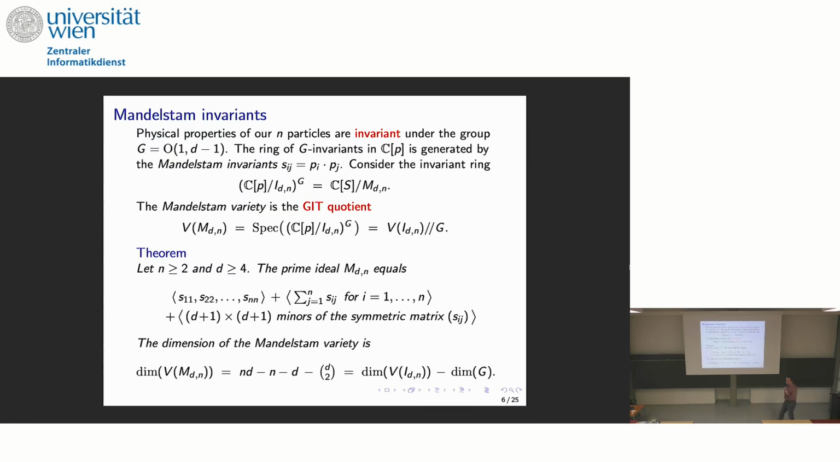This is named after Stanley Mandelstam from the 1950s, and I'll tell you more about him in the third lecture. And the first question we always ask: what is your dimension? How many degrees of freedom do you have? Well, this is the number of original matrix entries, n times d, minus n for the rows, minus d for the columns, minus the dimension of the orthogonal group. So this is the expected dimension. This is what you would expect in a quotient situation: the dimension of the previous variety minus the dimension of the orthogonal group.